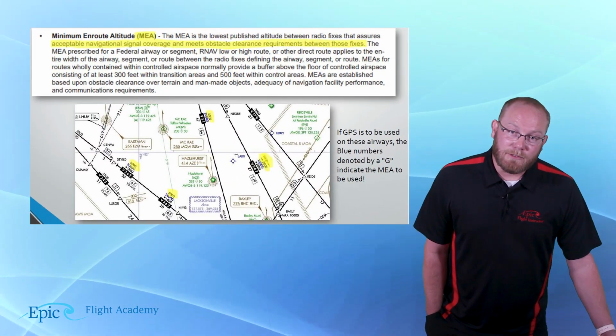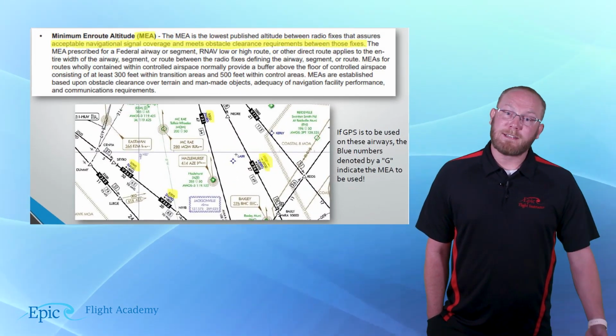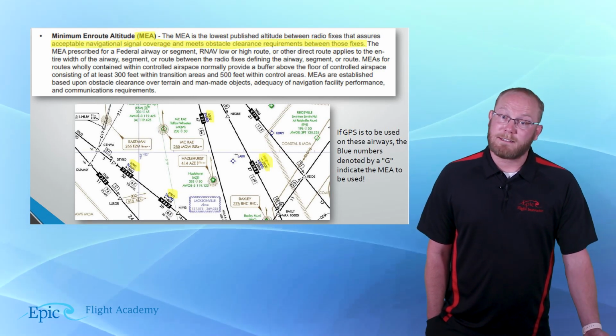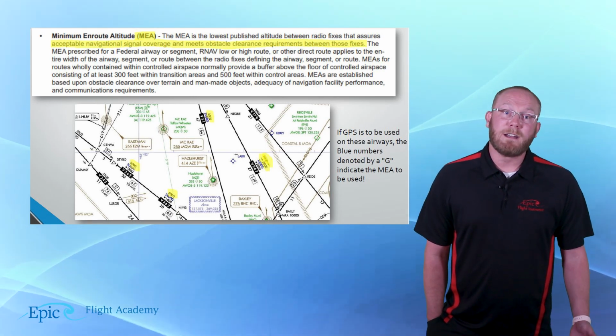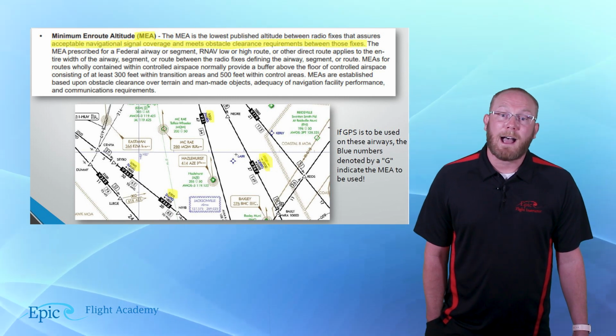Let's get into some of these altitudes that Mike was talking about. The first altitude that we want to cover, as you guys can see, it's highlighted in yellow, right? That is known as the minimum en route altitude.